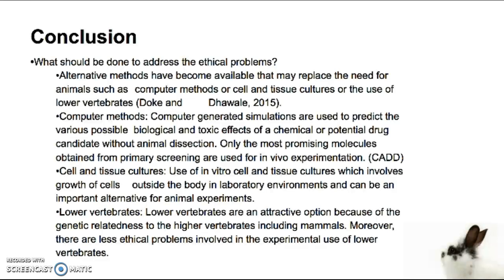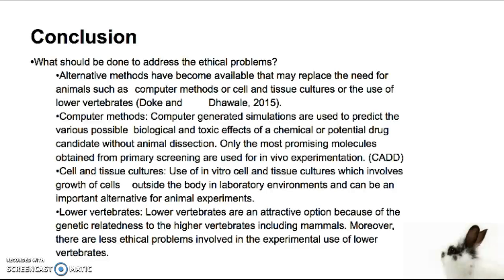As far as computer methods go, we would use computer-generated simulations to predict effects of chemical or potential drug candidates without the need for animal dissection. CADD is a computer software that's used to tailor-make new drugs for specific binding sites, and then in the final stages, animal testing is done to obtain the confirmatory results that we need. So hence the total number of experimental animals is lowered.